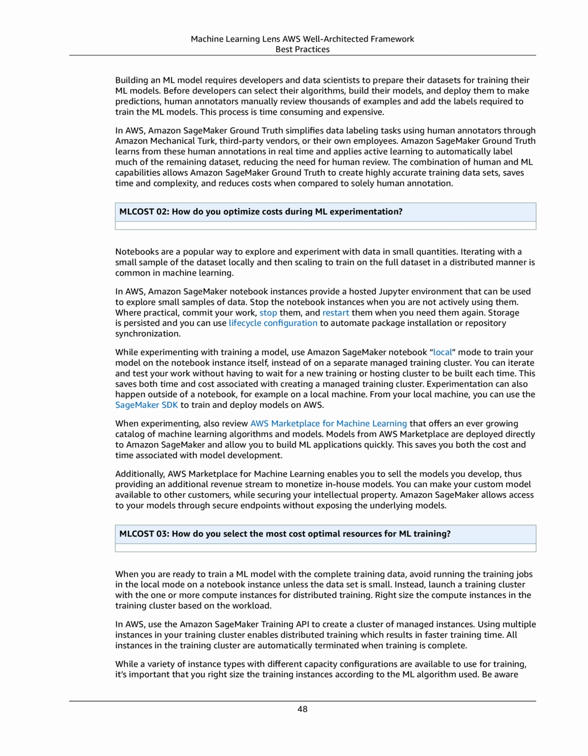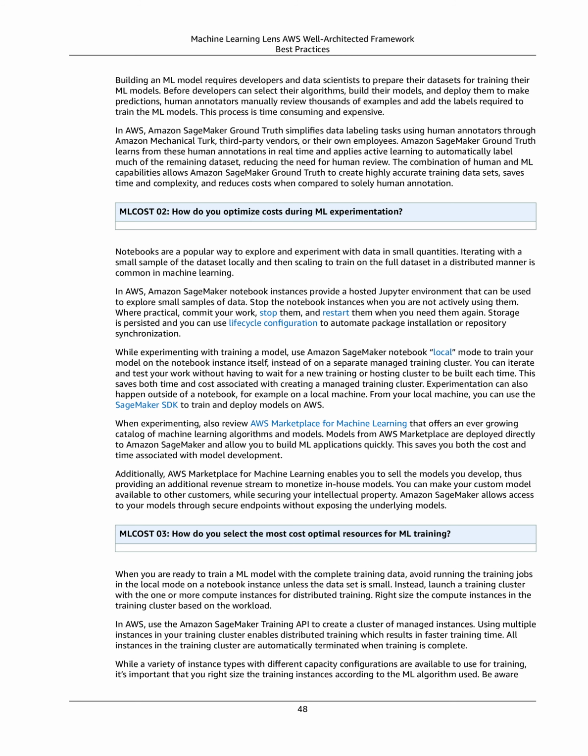When experimenting, also review AWS Marketplace for Machine Learning that offers an ever-growing catalog of machine learning algorithms and models. Models from AWS Marketplace are deployed directly to Amazon SageMaker and allow you to build ML applications quickly. This saves you both the cost and time associated with model development. Additionally, AWS Marketplace for Machine Learning enables you to sell the models you develop, thus providing an additional revenue stream to monetize in-house models. You can make your custom model available to other customers, while securing your intellectual property. Amazon SageMaker allows access to your models through secure endpoints without exposing the underlying models.